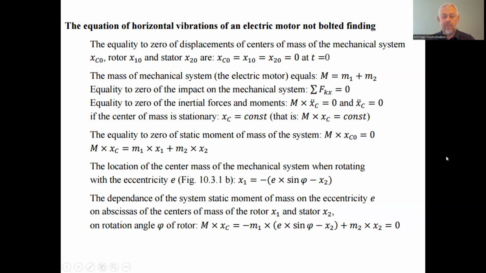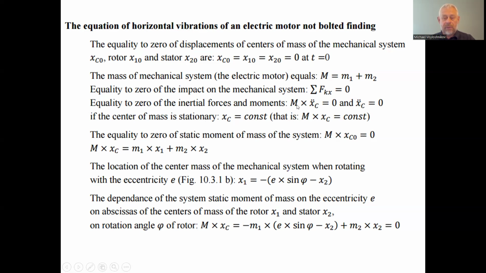The mass of the mechanical system, I mean the electric motor, equals the mass of the rotor plus the stator, with the impact of the mechanical system equal to zero. So we have no external forces, only the forces on behalf of the elements of the mechanical system. The rotating rotor is the cause of the forces acting in the mechanical system. Besides, with the external forces of weight and the support reaction, in the projection on x, the inertial forces and moments are equal to zero.